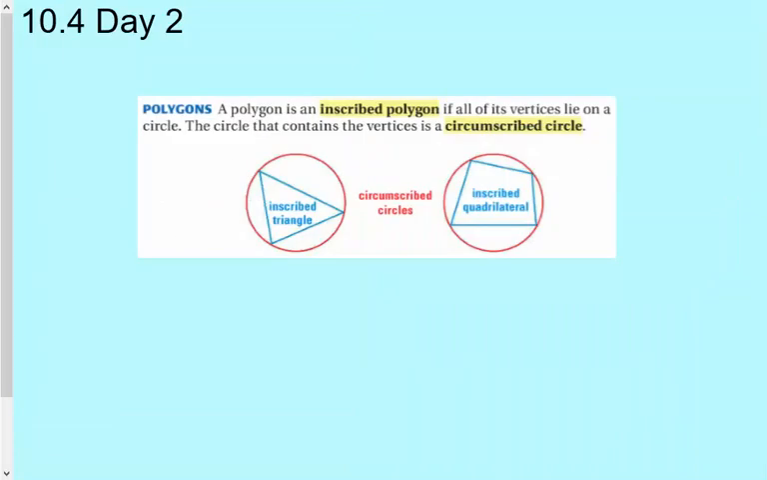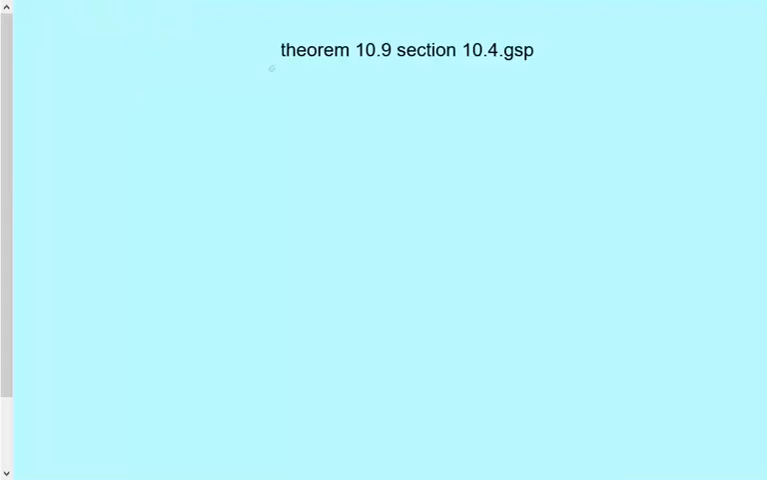Okay, for day 2, a polygon is an inscribed polygon if all of its vertices lie in the circle. The circle that contains the vertices is the circumscribed circle. We've kind of seen that vocab word before. Here's a couple of examples. We have an inscribed triangle and we have an inscribed quadrilateral. And there's a couple of theorems that go with this.